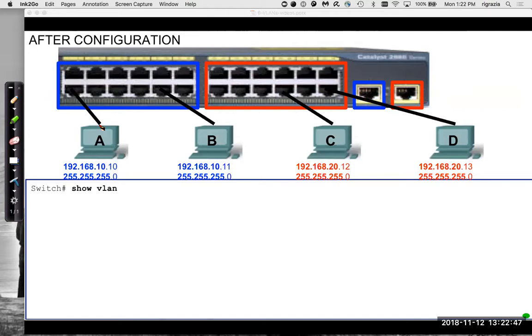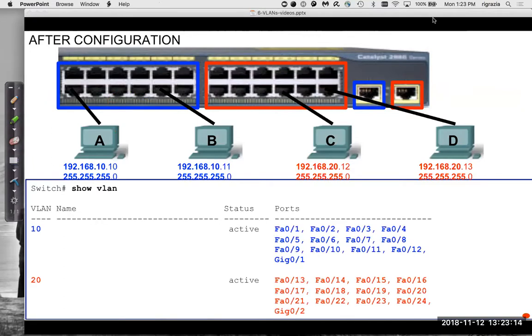It segments the broadcast domain. Any broadcasts from A will only be seen on these blue ports, and any broadcasts from C or D will only be seen on these red ports. So it's all about segmenting broadcasts. After the configuration, and we'll learn how to do this in a separate video coming up, we can see that now we have two VLANs, a VLAN 10 and a VLAN 20.